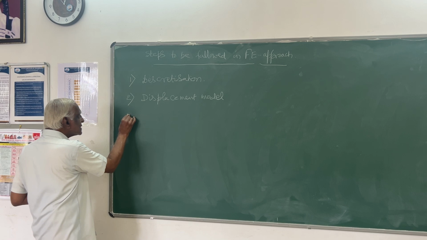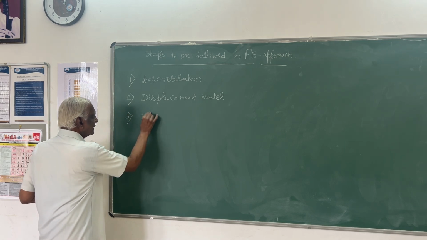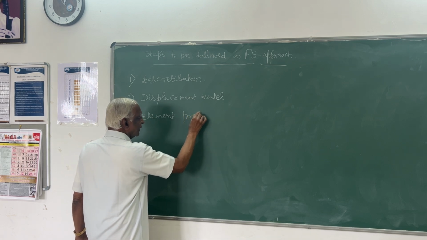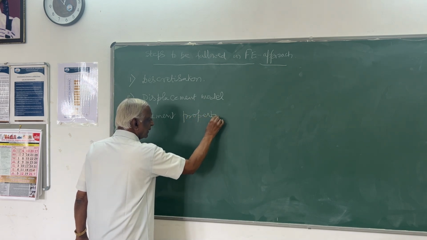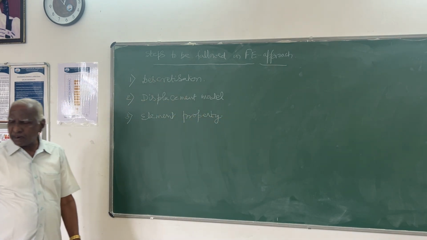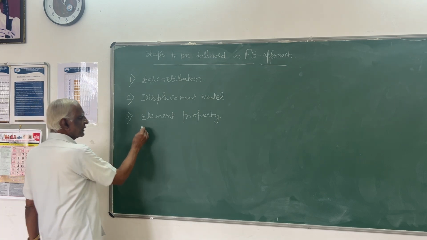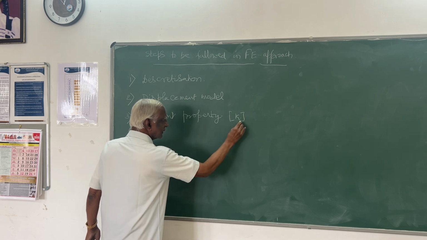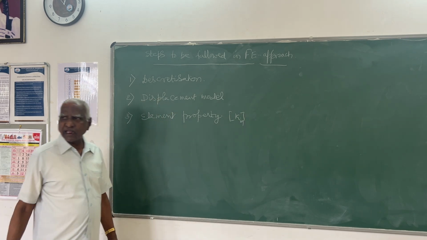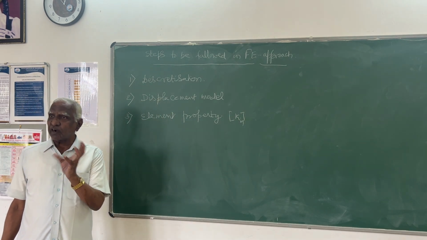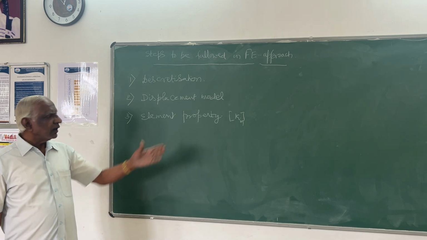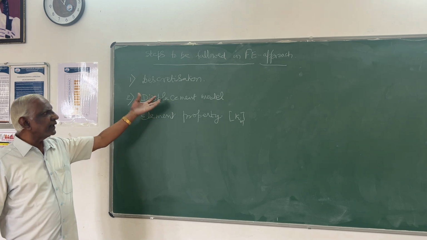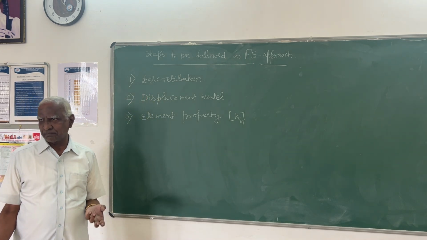The third step is element property. This is the major thing. In the element property, the main property is determining the stiffness of the element, that is, the member or element stiffness. That is what we have to determine. This you can determine by using appropriate integral functions.